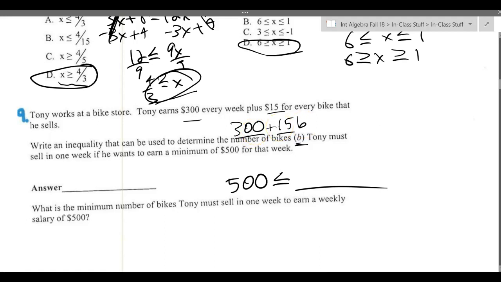The number of bikes he must sell in 1 week, he wants to earn a minimum. So I think that's it then. This represents how much money he's going to make. 300 plus 15B.